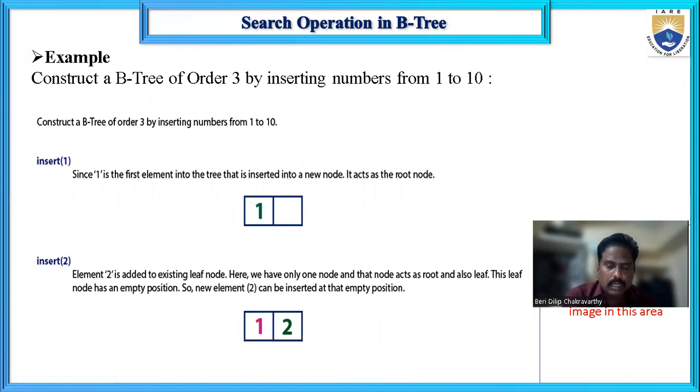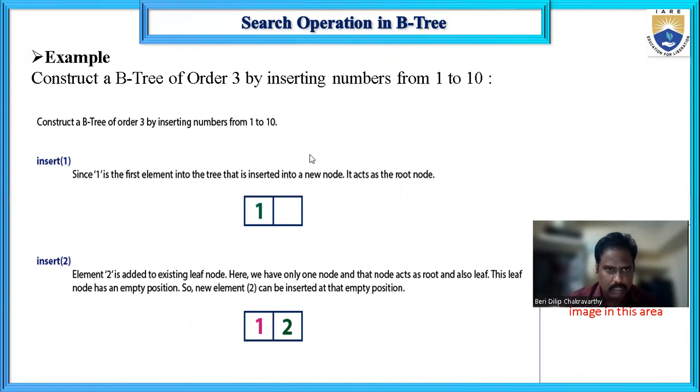Construct a B tree of order 3 by inserting numbers from 1 to 10. Let's see with an example. Construct a B tree of order 3.